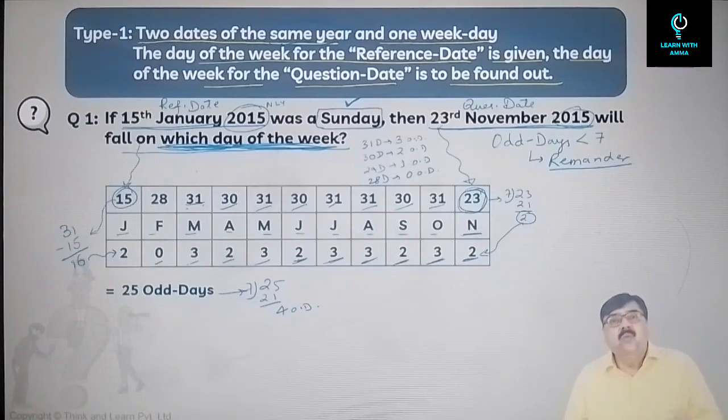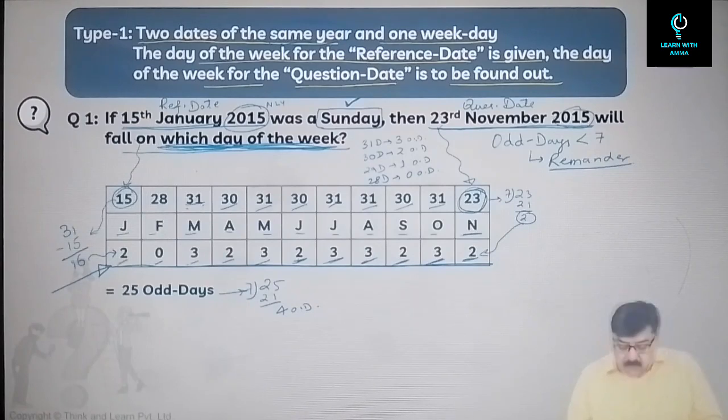What is division? Division is continuous addition. So you added 7 3 times. 7 plus 7 is 14 plus 7 is 21. And you subtracted that from 25 to get 4 odd days. So the point I want to make here is that while adding up all these numbers together, you add them up only till 7 and keep on subtracting 7. Let's see how we do that.